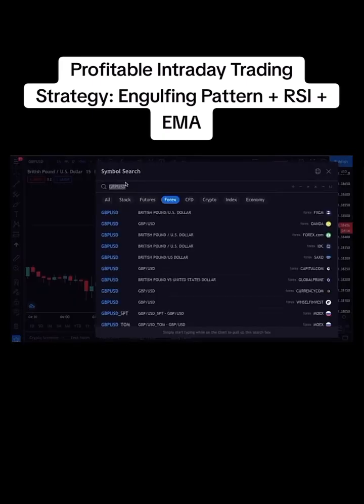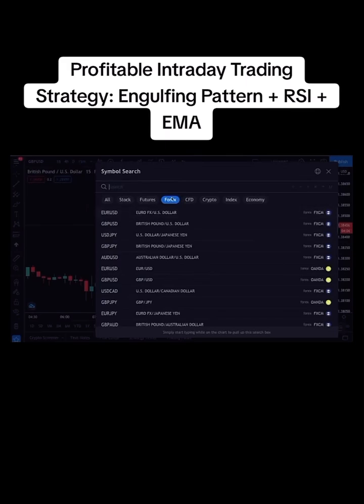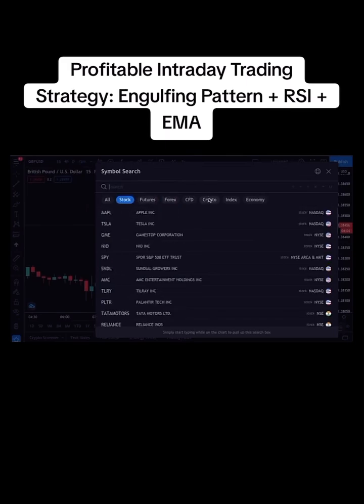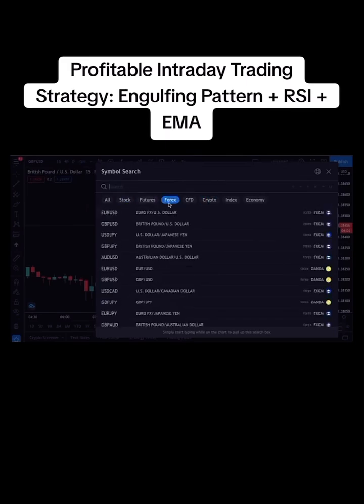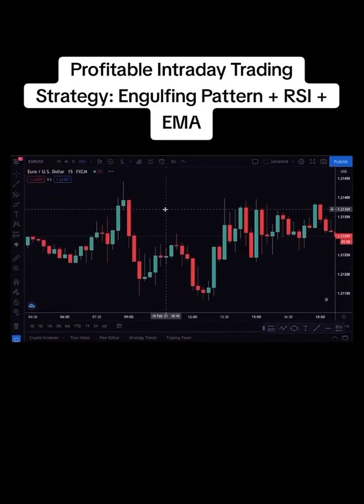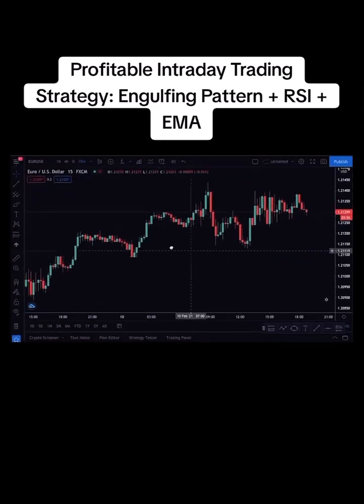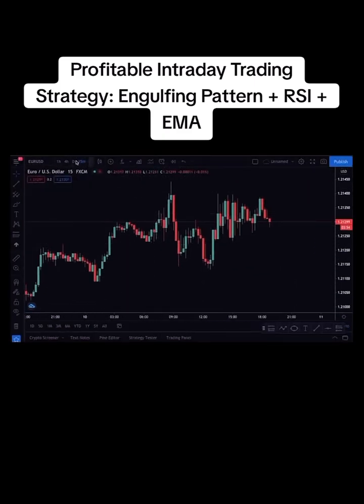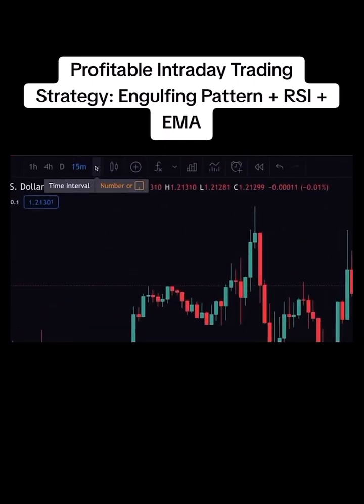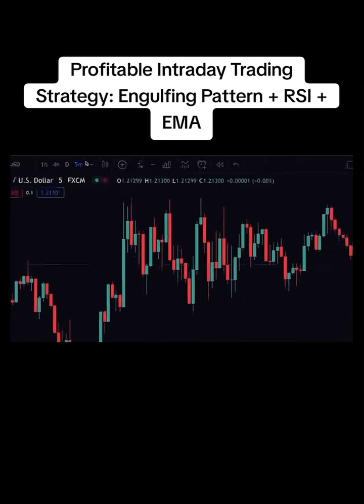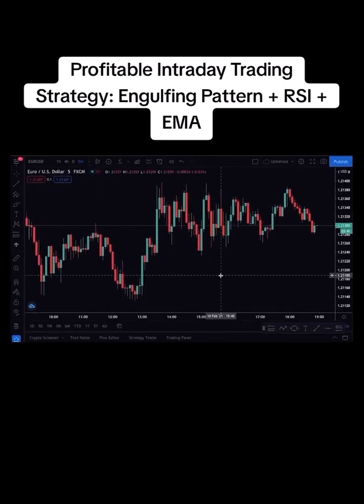I will use this strategy for the Forex market, and stick with the Euro-USD pair, but you can also apply this strategy to stocks or crypto, or any other instrument you want to trade. I will use the 5-minute chart. This strategy performs better in lower time frames, so you can go with a 1-minute chart, as well as the 5 or 15-minute charts. Since we use short time frames, this strategy is suitable for intraday trading.